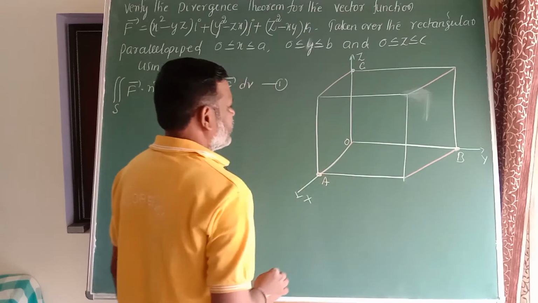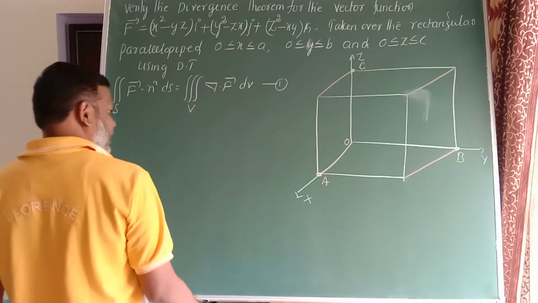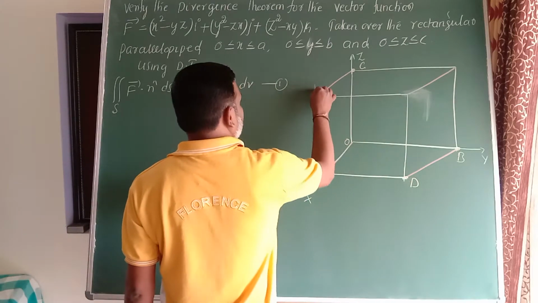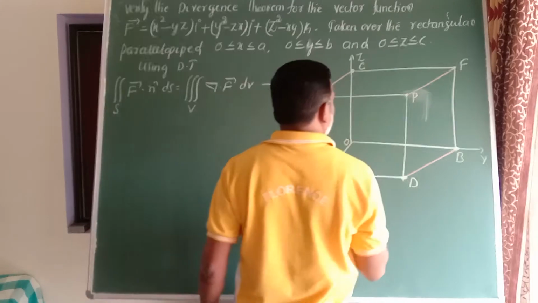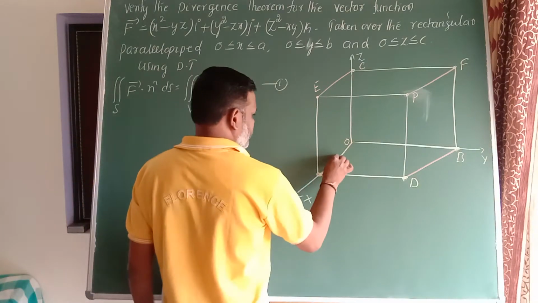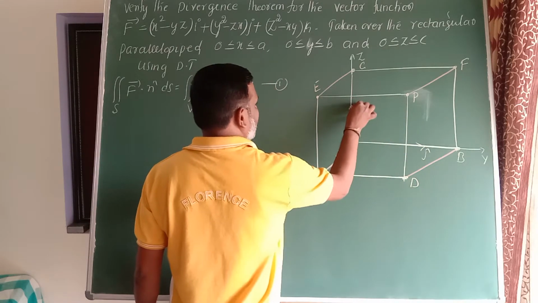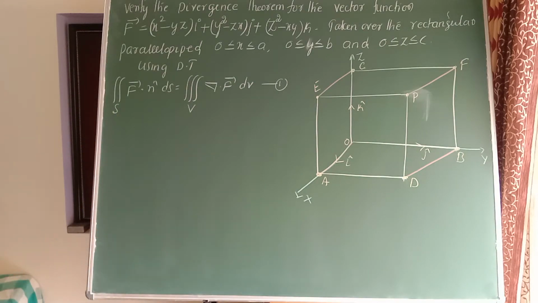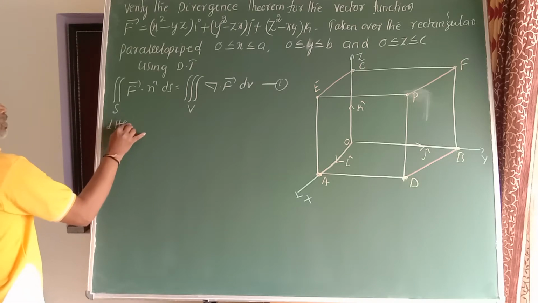Now let us write down the remaining vertices here. So OA, OB, OC, and take this one as D. This is D, OD, this is E, this is F, and the remaining one is P. Now we have to evaluate this. As you know, this is i cap, this is j cap, and this is k cap along the xyz directions. Now we have to find the LHS part here. Understand this very beautifully.